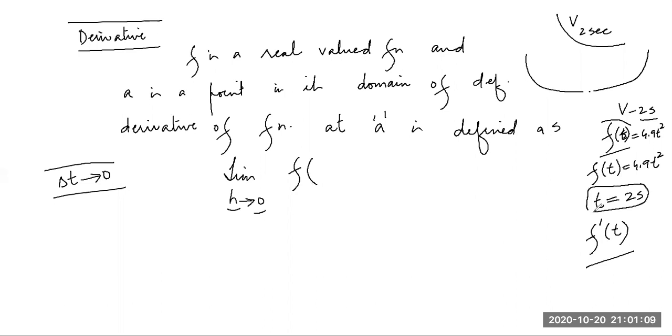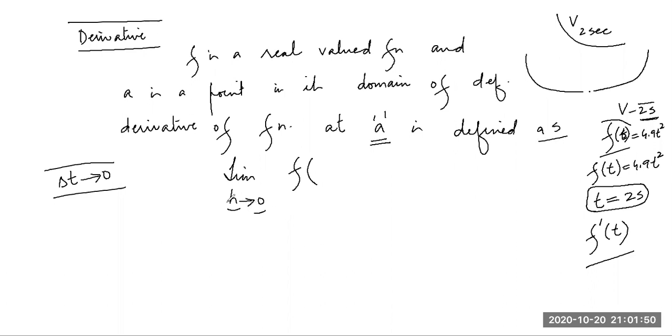In other words, I wanted to find the limit of the function at 2 seconds. That way I can also say, derivative of the function at 2 seconds. So it's defined as, I'm repeating again, I'm sorry: f is a real valued function and a is a point in its domain of definition. Derivative of function at a means I wanted to find the value of velocity at 2 seconds.